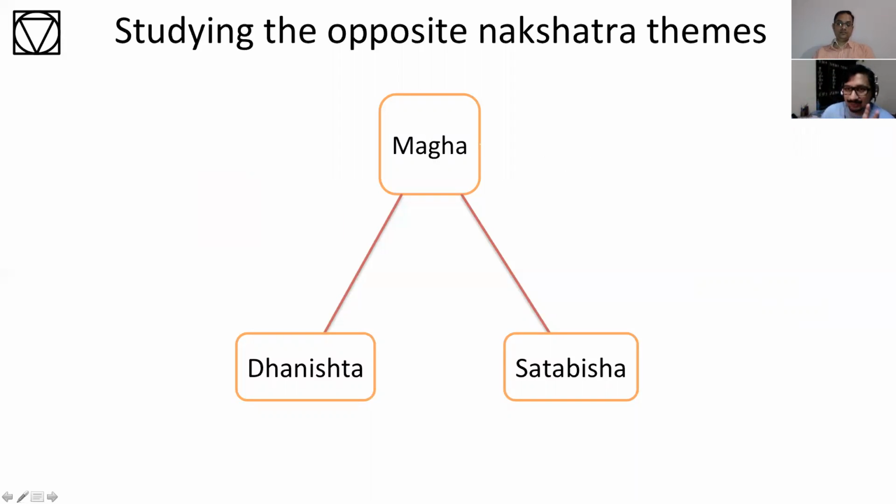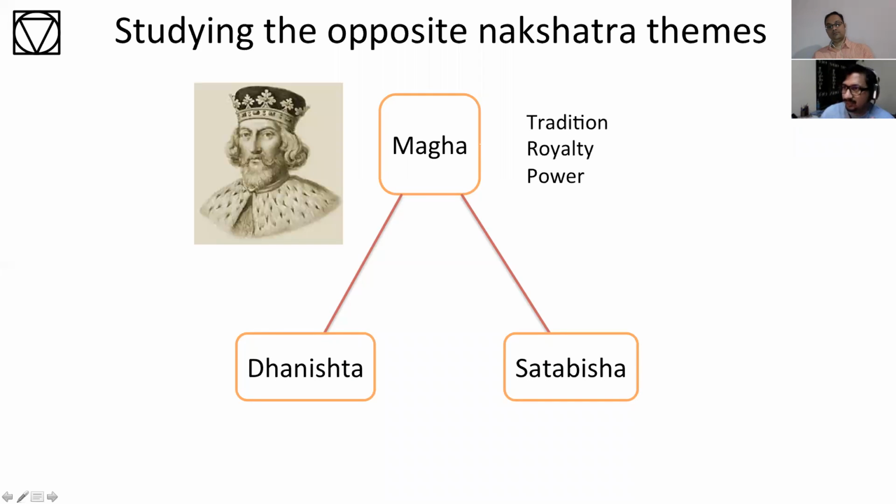So how can you see some themes in here? One way is to look at what themes Magha would show. Magha is a king. Magha shows tradition. Magha is loyalty, showing power. So you have all these themes associated with Magha.